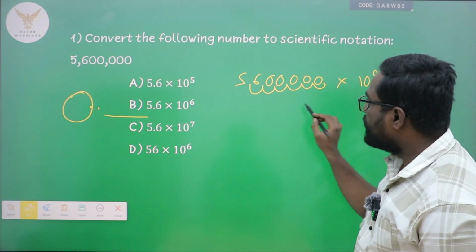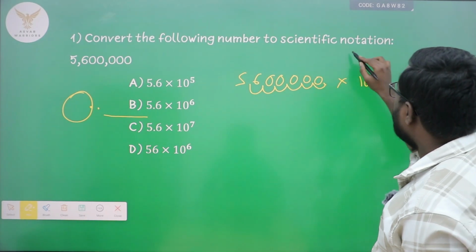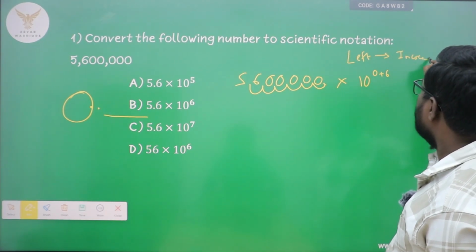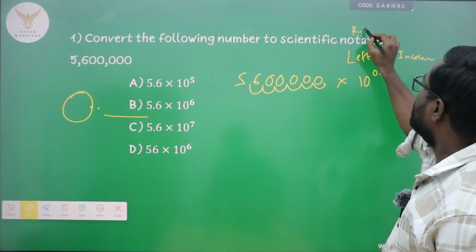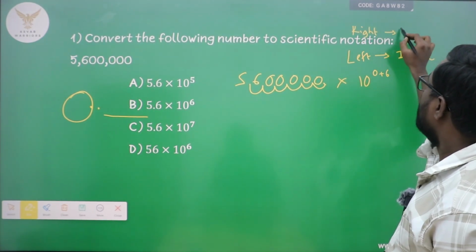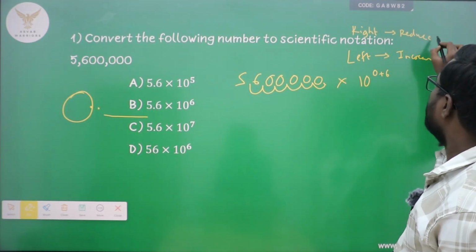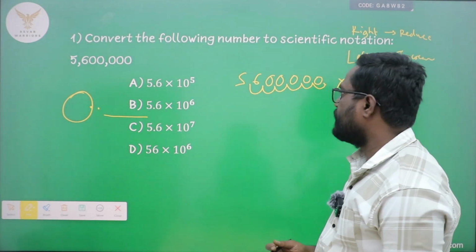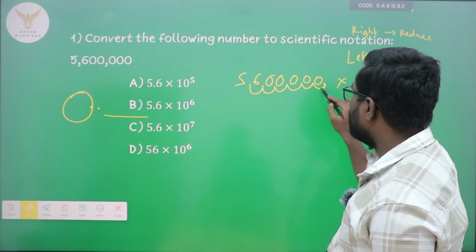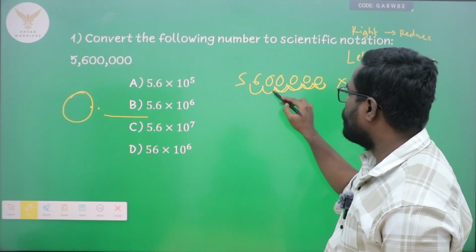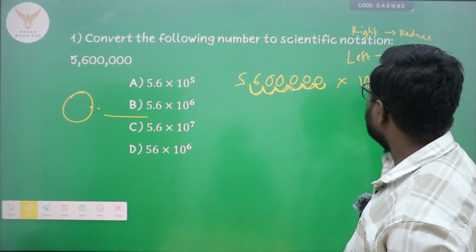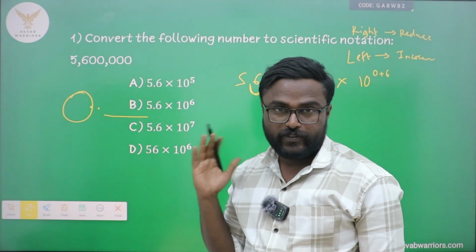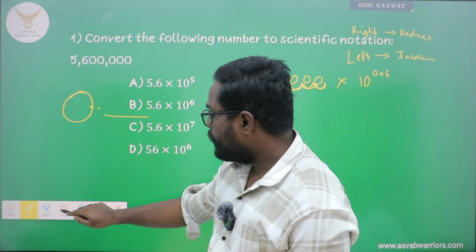If you move the decimal to the left, remember, left increase, right reduce. This is just my own method which will help you out in simplifying things. So look, if you have moved the decimal to the left, 1, 2, 3, 4, 5, 6. So what did I do? 0 plus 6. Left increase, right reduce. Now let me give you some more questions.